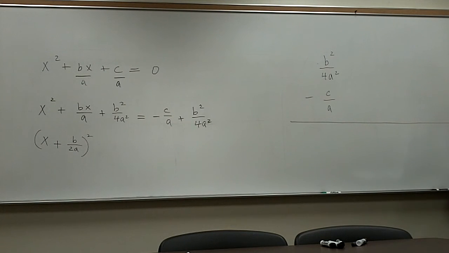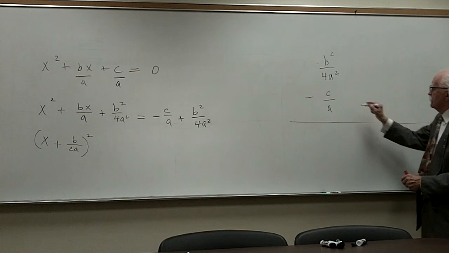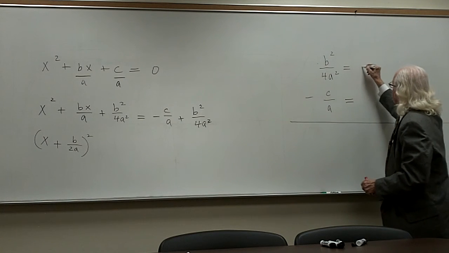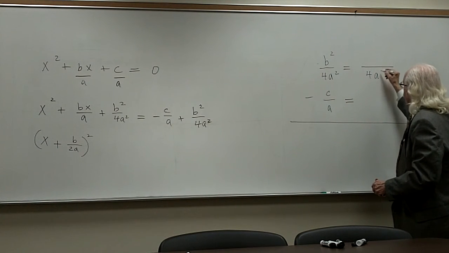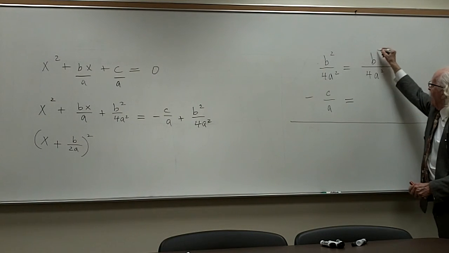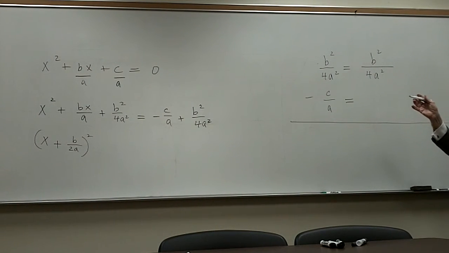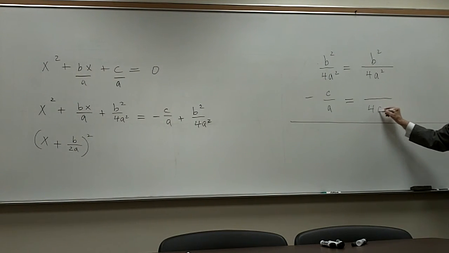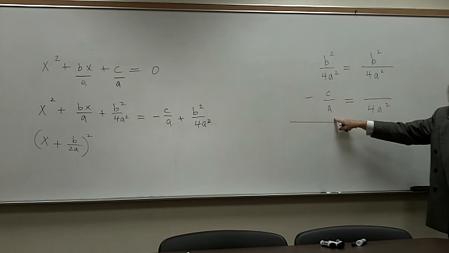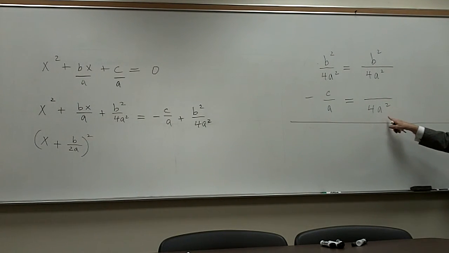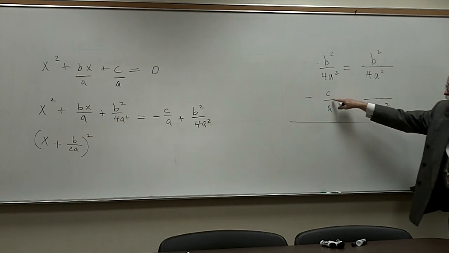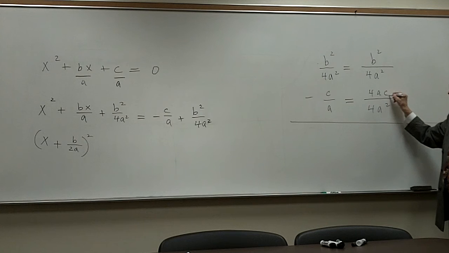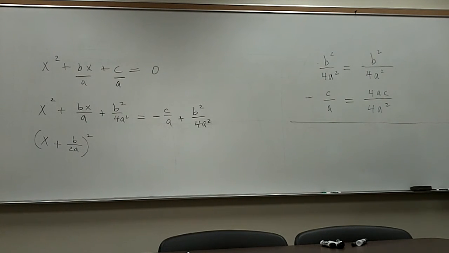You must get a common denominator. In this case, what is the common denominator? This will work. So that stays the same. It's so simple. It is so absolutely simple. This is the common denominator. How many times does 2A squared divide into 4A squared? 4A times. And what's 4A times C? 4AC. And now you can subtract them.